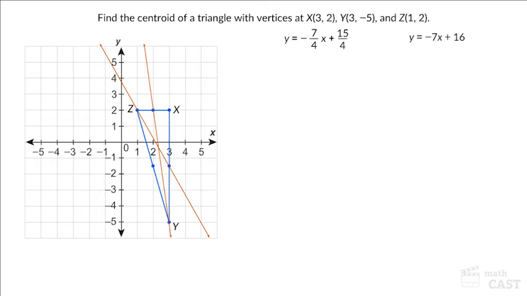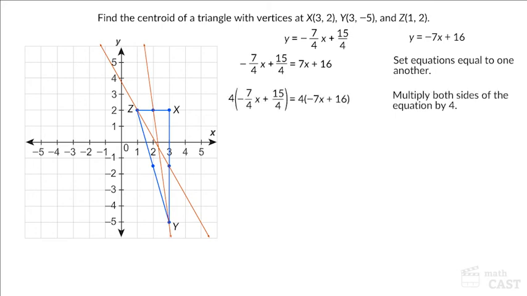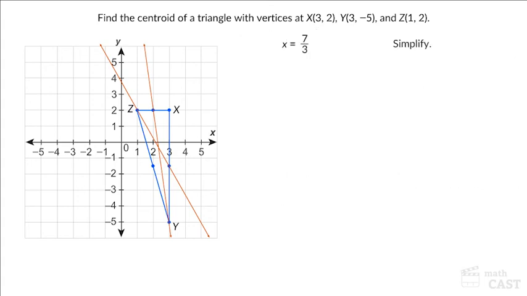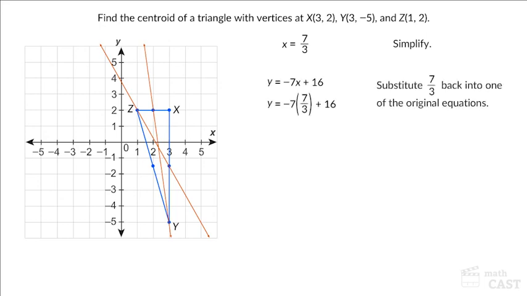The centroid occurs at the intersection of the medians. To find the intersection, solve the system of equations as shown. So, the centroid occurs at 7/3, -1/3.